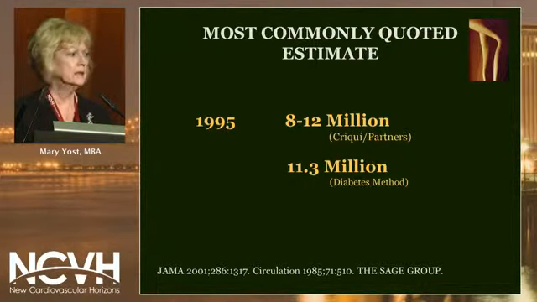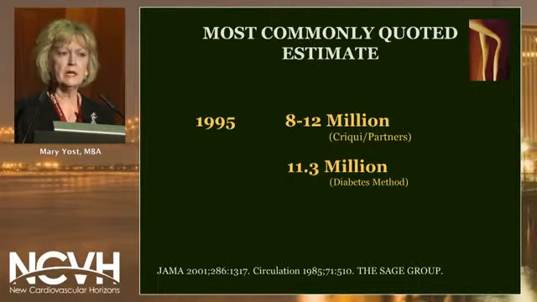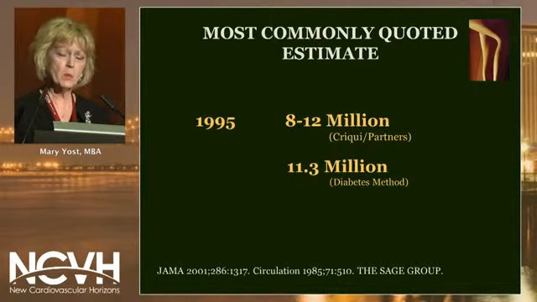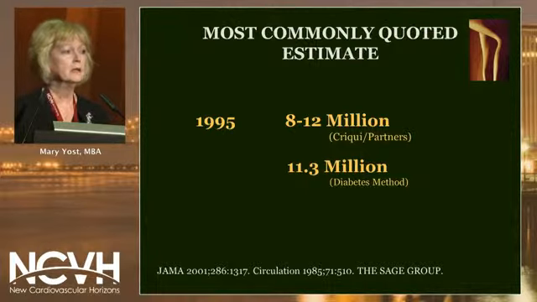Why is that? Well, 8 to 12 million was an excellent number for the US population in 1995. Since then, the population has aged and become significantly more diabetic, especially those 65 and older. Note that the diabetes method estimates about 11 million for 1995.